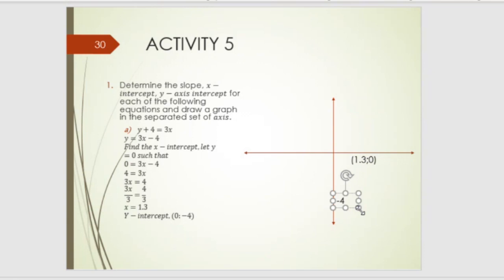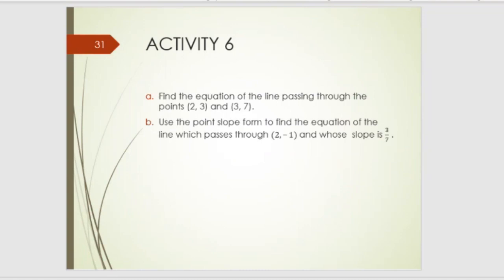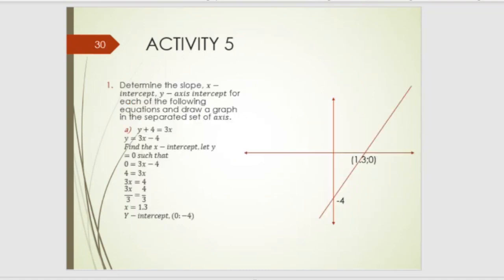Negative 4. I mean, this happens when x is 0 and y equals minus 4. So now we are going to draw it. It means it's going to be a straight line that cuts here. Right? So can you see now, this is an ascending line, because it's going up the hill, unlike this one that went downhill. So this is how you respond to this kind of equations.